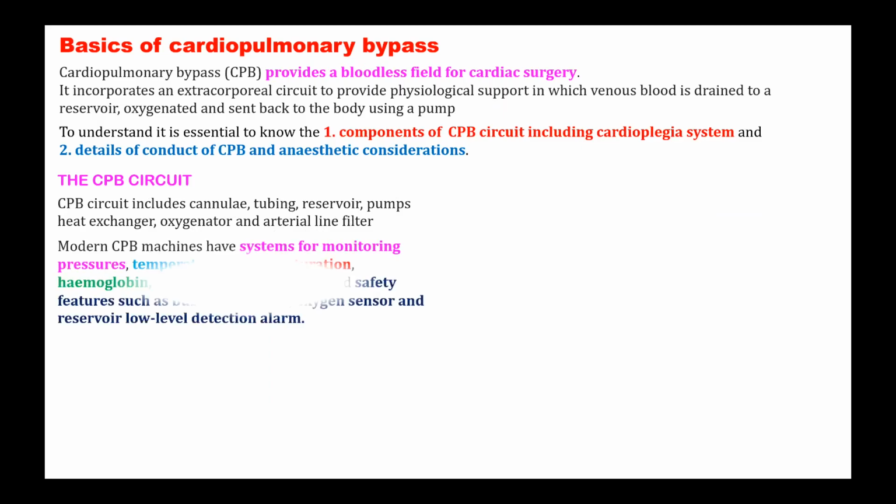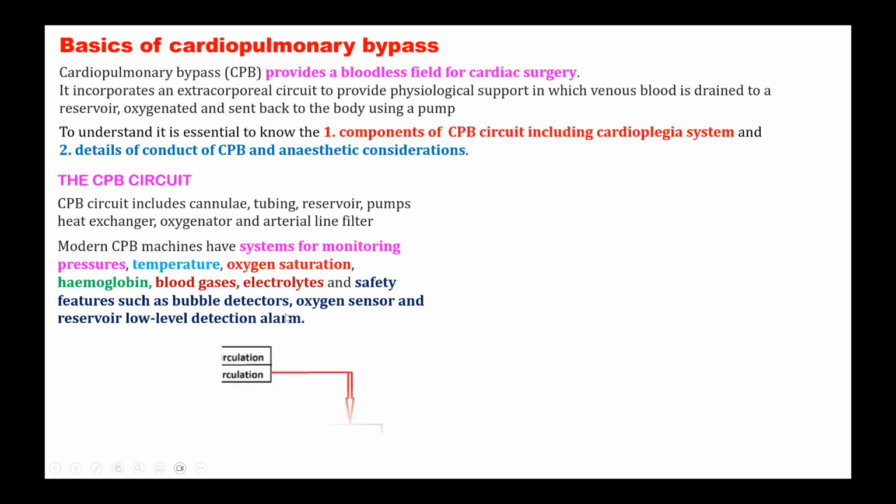The main CPB machine has systems for monitoring pressure, temperature, oxygen saturation, hemoglobin, blood gases, electrolytes, and safety features such as bubble detectors, oxygen sensor, and reservoir level detection alarm. All these things are there in the modern machine.